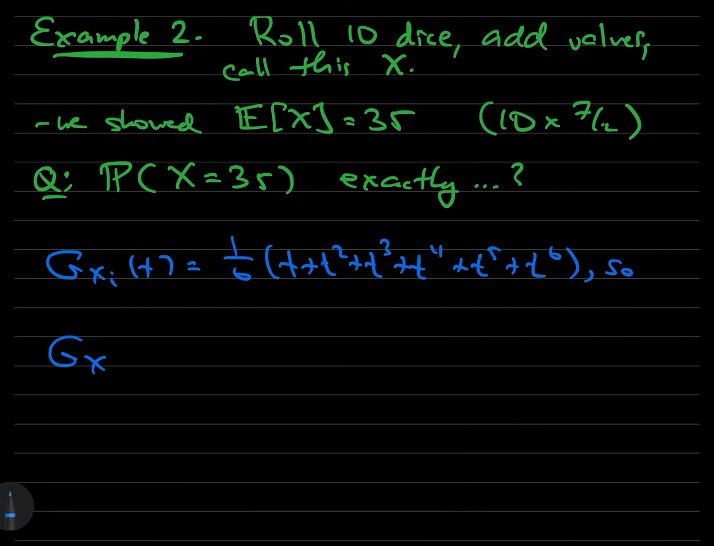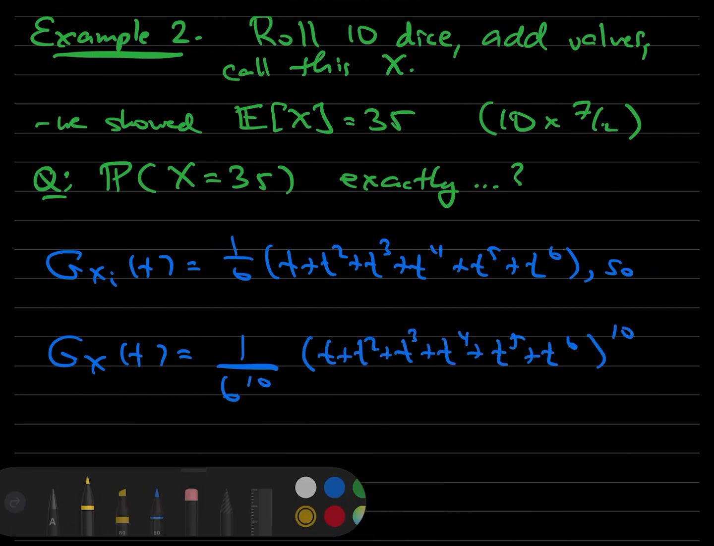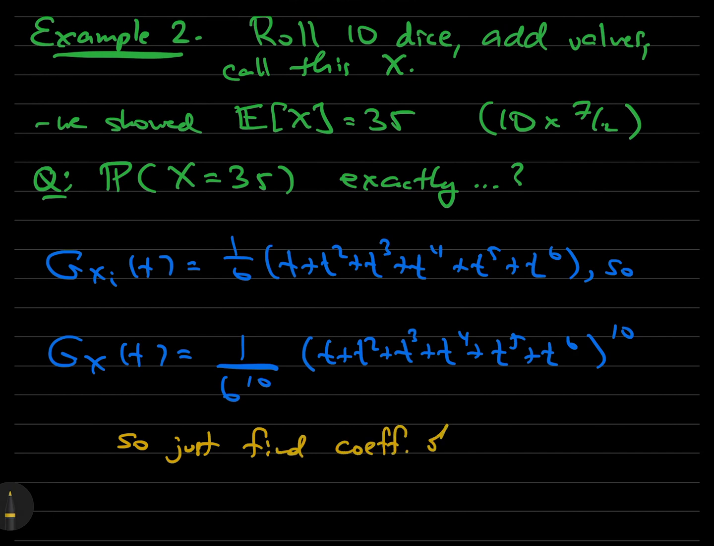Well, notice, without too much work, we can write down the PGF for any one of these random variables. Remember that it takes the values 1 through 6, each with probability 1/6.